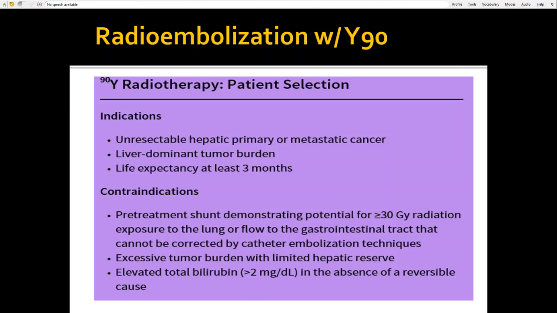Excessive tumor burden with limited hepatic reserve: if basically the whole liver is littered with tumors and there's no viable parenchyma, then you could treat all these tumors, but the liver itself isn't going to be able to handle it because there's not much left that's normal for the patient to even function. An elevated bilirubin, again, something you got to keep in mind.